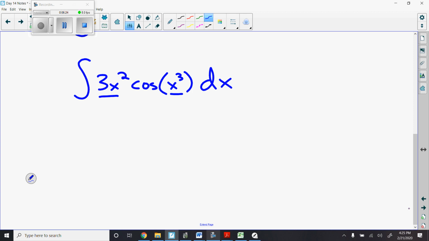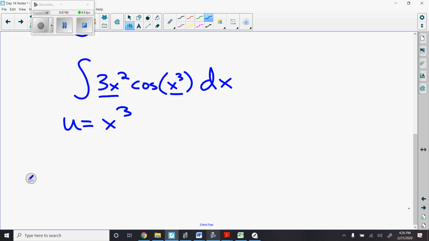I see a function and its derivative. It's like seeing the g and the g prime in f prime of g of x times g prime of x. So what I want to do is choose not the derivative part, not the 3x squared part, but the other one. I want to choose x cubed to be my u, and I'm just going to let that be a substitution. So I'm going to let u equal x cubed.